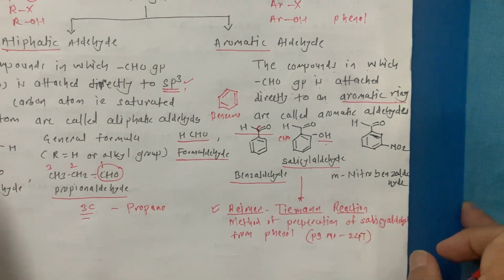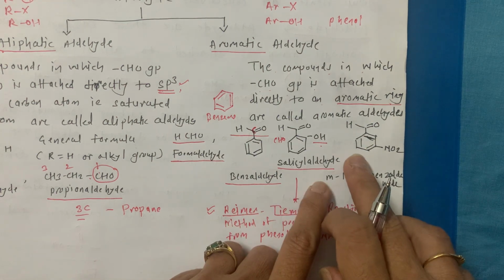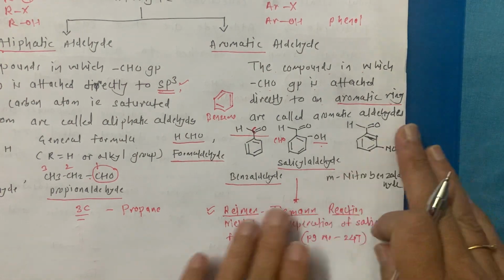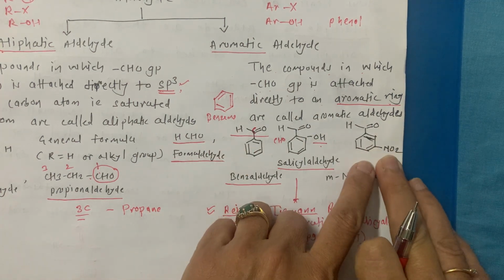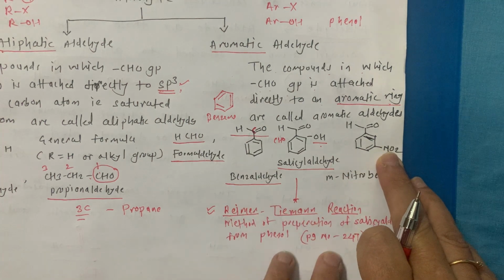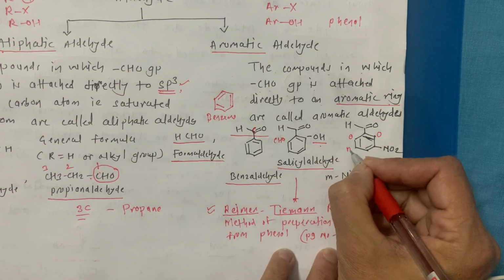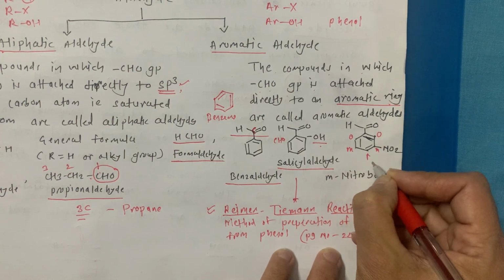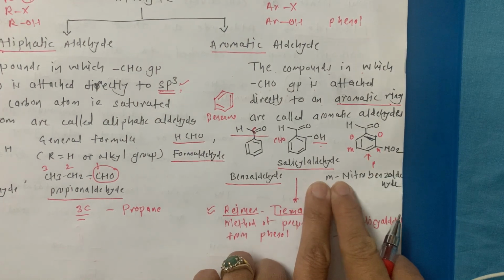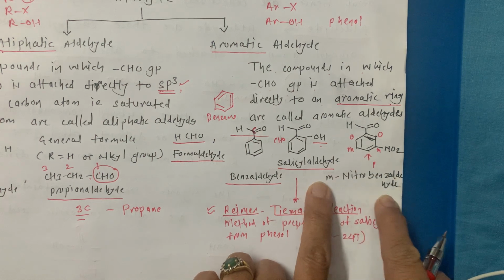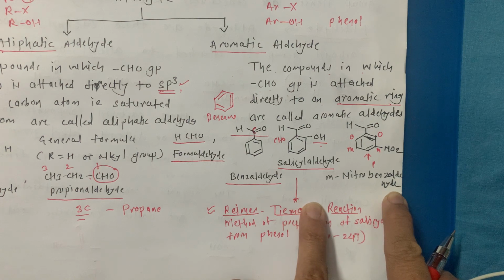Next example is nitrobenzaldehyde. What is this? This is our benzaldehyde, and there is a substituent, the nitro group. Where is this nitro group? This is our ortho position, this is our meta position and this is our para position. This is the meta position, so we say this is m-nitrobenzaldehyde. Are you getting this?